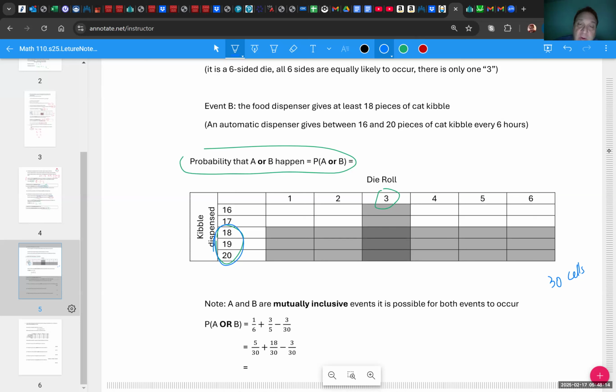Well, we can just count again. So 1, 2, 3, 4, 5, 6, 7, 8, 9, 10, 11, 12, 13, 14, 15, 16, 17, 18, 19, 20. So of these, there's 20, right? So there's 20 out of 30 that match that description, right? It could be a 3 or at least 18. So 20 out of 30, which is 2 out of 3, would be our answer for A or B. And so this is just count them up and you get the answer.